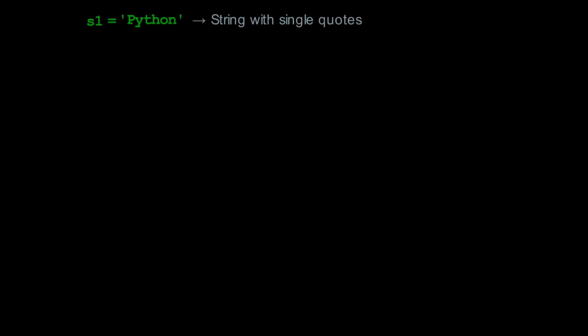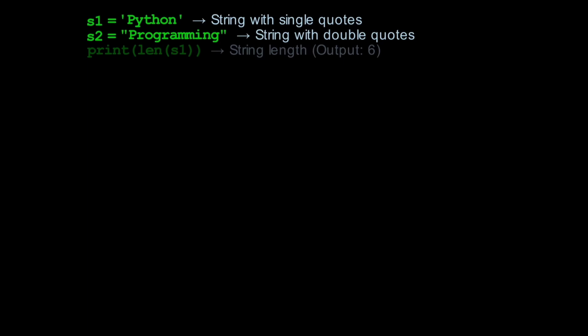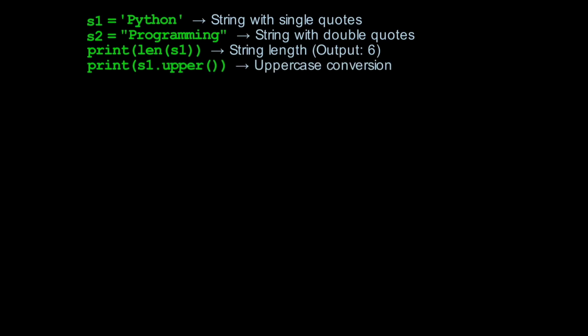Let's see the different ways to create strings. First, we create S1 using single quotes and S2 using double quotes. Both methods are equivalent. To find the length of a string, we use the len method. It tells us Python has 6 characters. The upper method converts to uppercase, transforming Python all to capital letters.